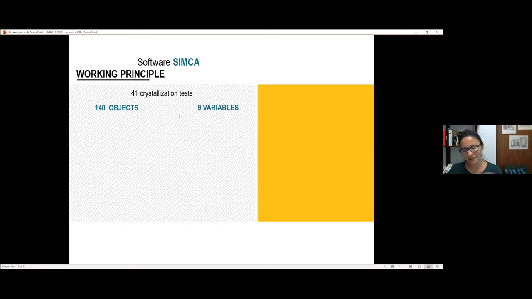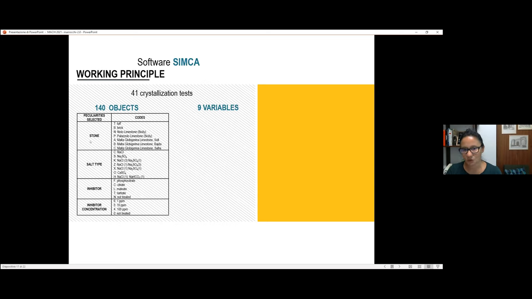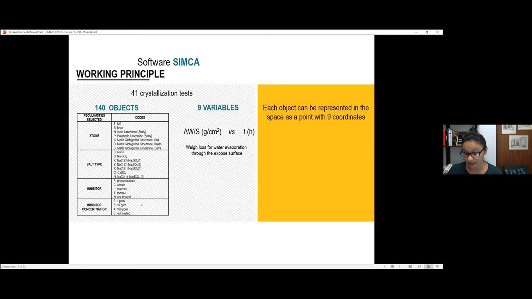And to each object has been assigned a code of four letters, one for each characteristic selected, let's say stone variety, soil type, inhibitor, inhibitor concentration, and so on. And each object has been characterized by 9 independent variables, that is, the values of water loss per exposed surface unit, the one we usually plot in our experiments versus time.